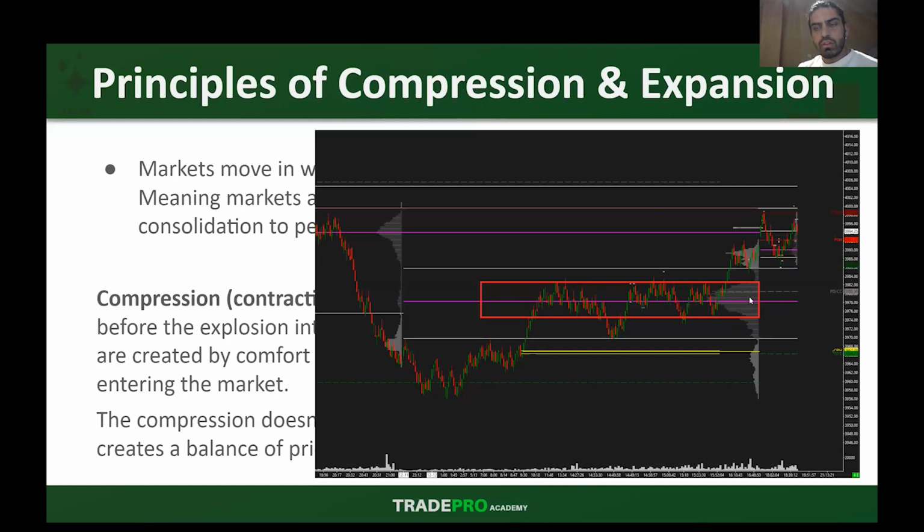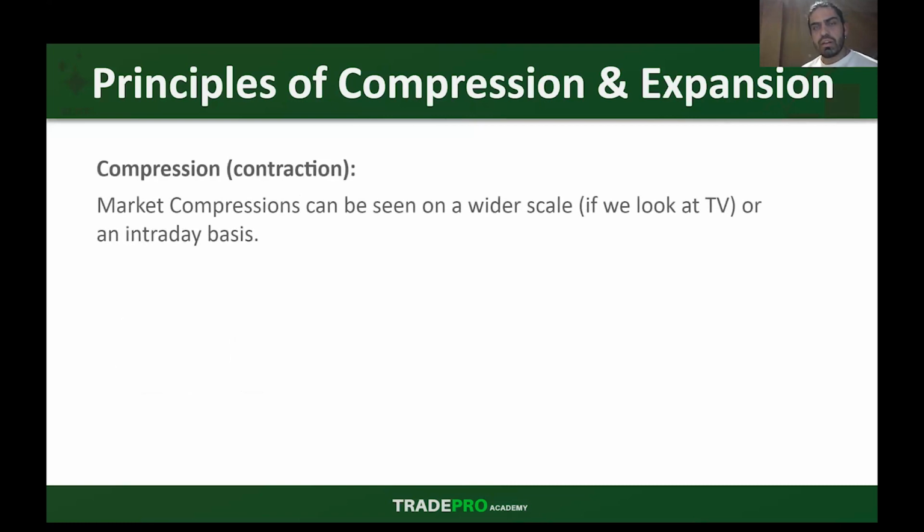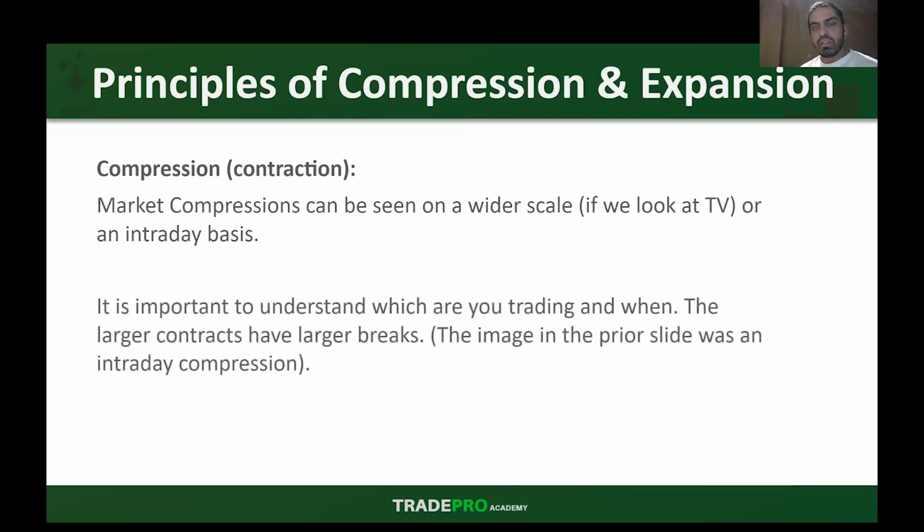You can see what the volume profile here looks like. A little foreshadowing: it's a belly, a distribution block. This is what's created. Market compressions can be seen on a wider scale as well. If we look at TradingView, or an intraday basis, we can see the larger overall compressions, or tighter compressions. So it's important to understand which you are trading and when. When are you trading compressions? When are you trading expansions?